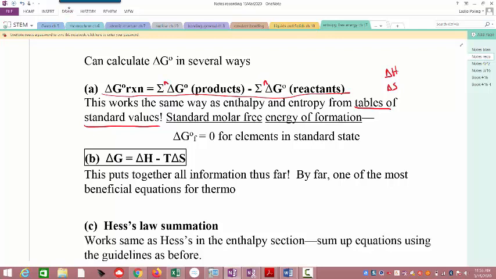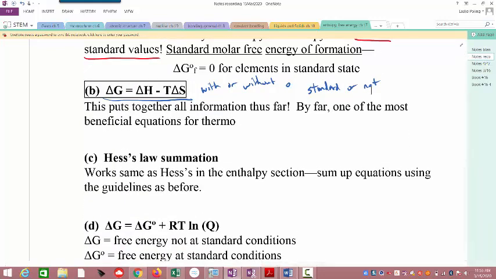Our second way is our ghost equation. You can have it standard or not. You can do a Hess's law summation, where we use the equations. And we had to reverse some and multiply some.